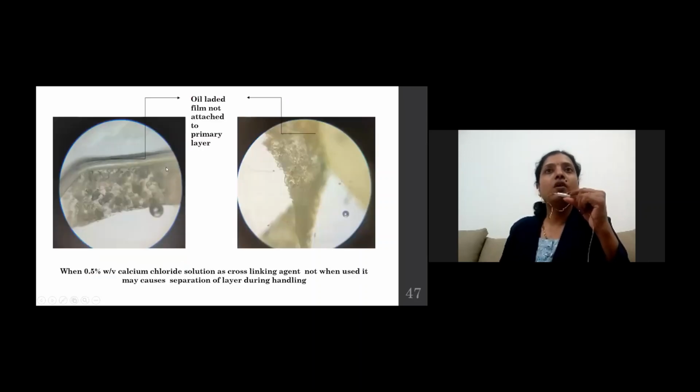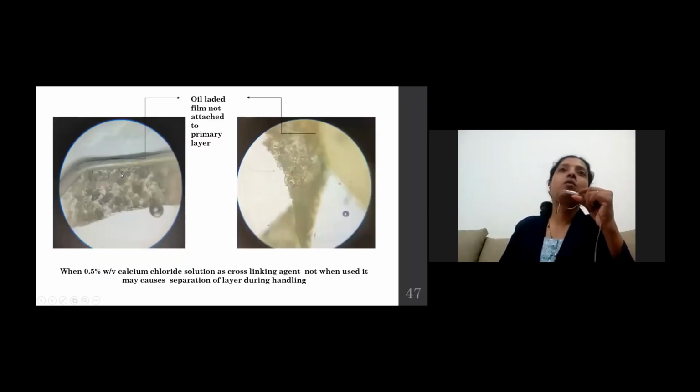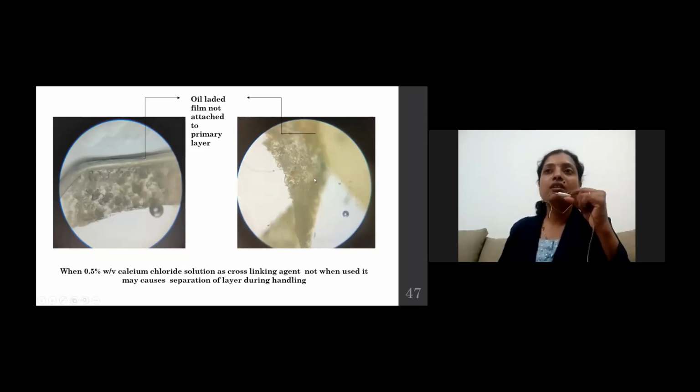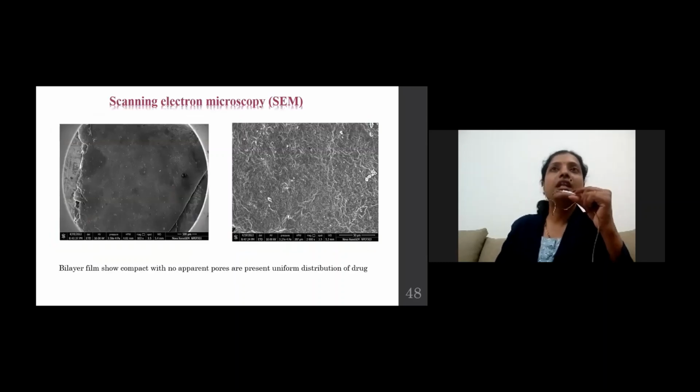So this is the oil loaded film without addition of 0.5% calcium chloride. The film was detaching, but when the calcium chloride solution was sprayed, the uniform bilayer film was formed. These are the scanning electron microscopic images indicating the intactness of the film. Though the film surface was rough, it is free from cracks.